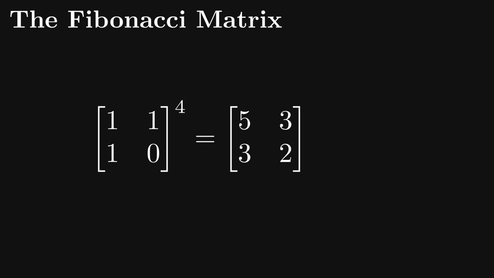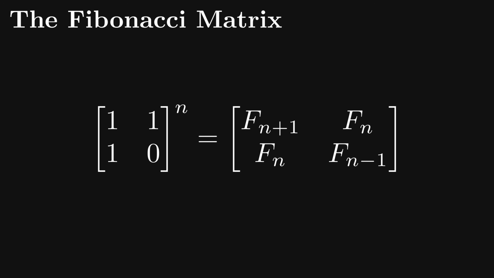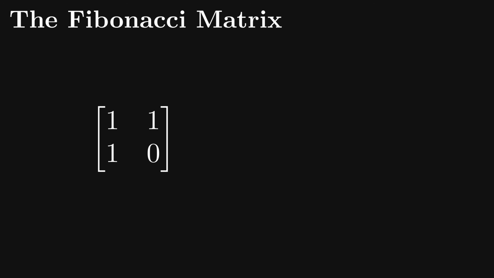Let's see a couple more powers. Here's F to the 4, and here's F to the 5. Do you see the general pattern? The nth power of F contains the Fibonacci numbers F_(n+1), F_n, and F_n, F_(n-1). Here's a property of F that hints at what we are about to do. F is invariant to matrix transposition, that is, it is symmetric.